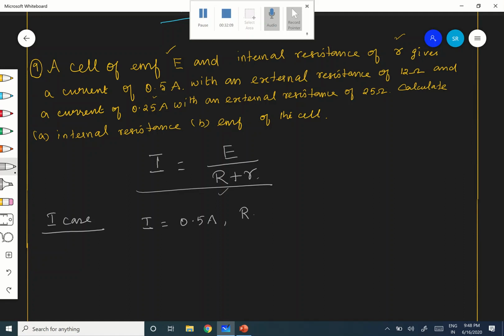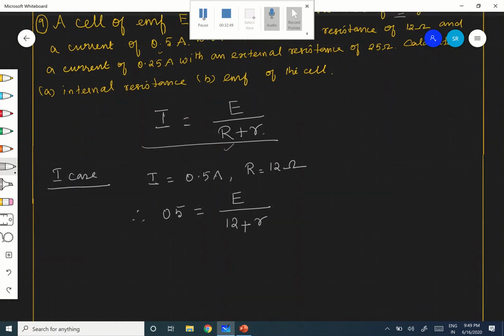External resistance R is equal to 12 ohm. Substituting, I is 0.5, and you have to find the EMF of the cell. So I equals E divided by the total resistance, which is R, 12, plus the internal resistance, which you don't know, let it be r. Therefore, 0.5 is equal to E divided by 12 plus r.